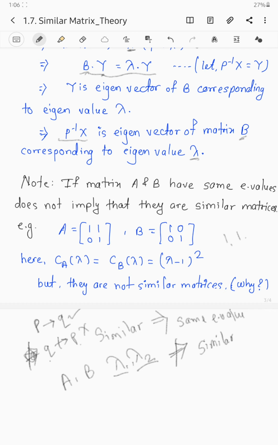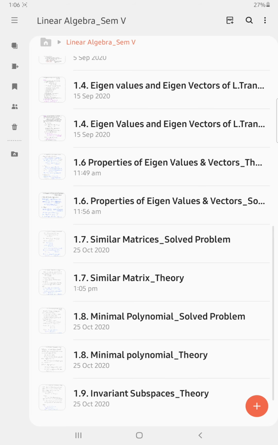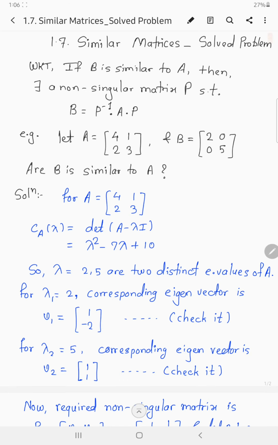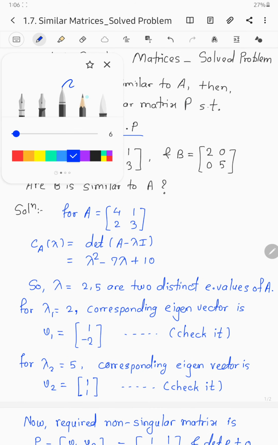Now we will see some problems regarding this similar matrix topic: how to find P. This is very important. This is a solved problem session. If B is similar to A, we have B equal to P inverse AP.